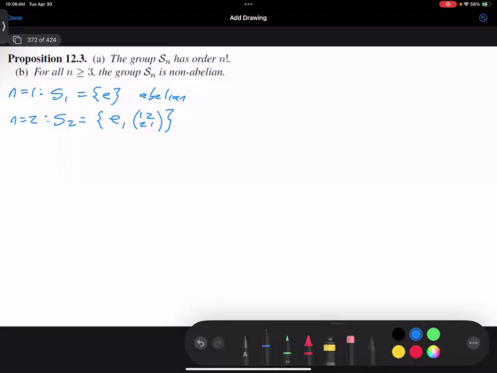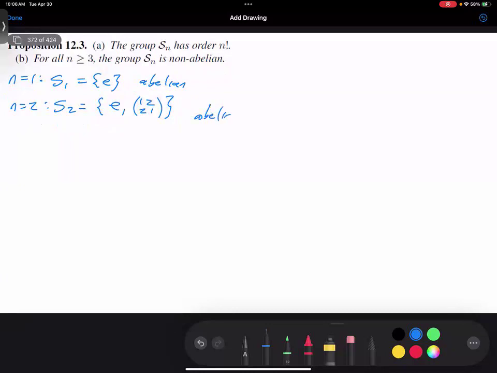And the identity commutes with everything. So clearly, this has to be abelian. I only have to check distinct multiplications, and I don't have a distinct multiplication unless I involve the identity. So things start to get interesting when n equals 3.